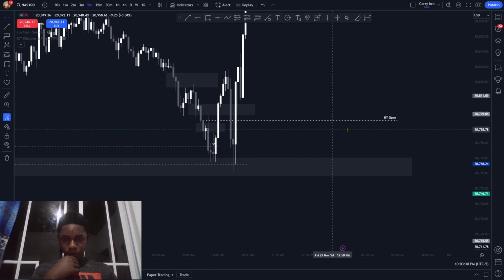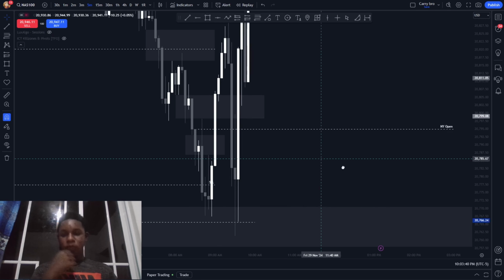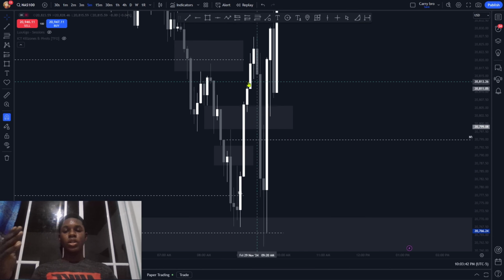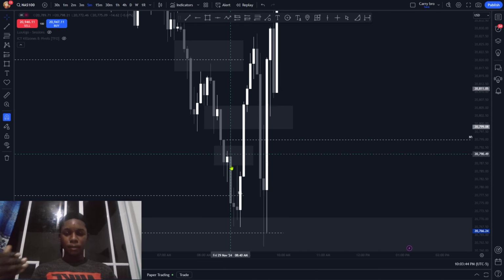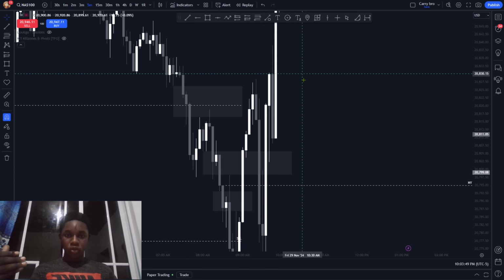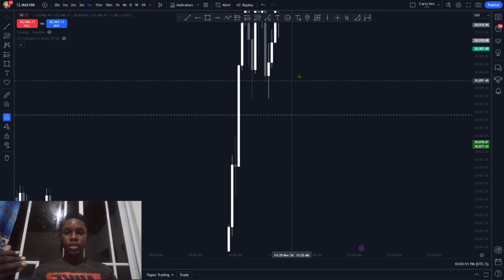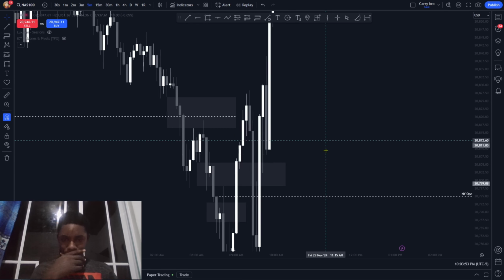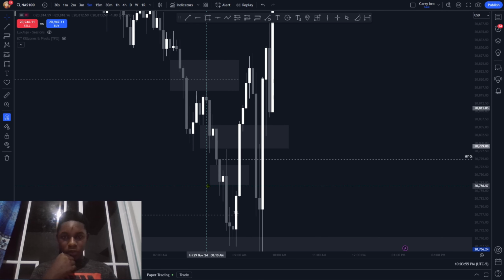So 8:30. If our bias is bullish, we want to see price manipulate below 8:30 to get our entry below 8:30. Look to expand, look for price to distribute above. So we're below 8:30.